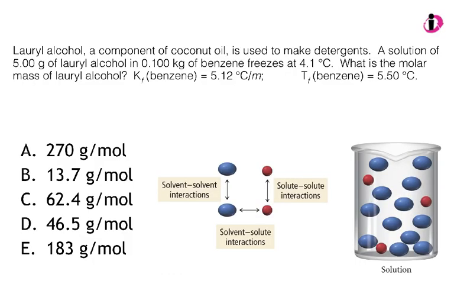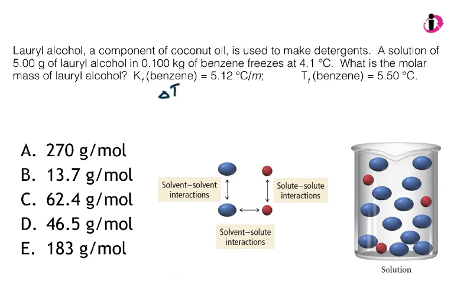All right. Another practice question. Lauryl alcohol, a component of coconut oil, is used to make detergents. A solution of 5 grams of lauryl alcohol in 0.1 kilograms of benzene freezes at 4.1 degrees Celsius. What is the molar mass of lauryl alcohol? The Kf of benzene is 5.12 degrees Celsius per mole, and the normal freezing point of benzene is 5.50 degrees Celsius. So I would recommend pausing the video and working through this, and then coming back to check your answer.